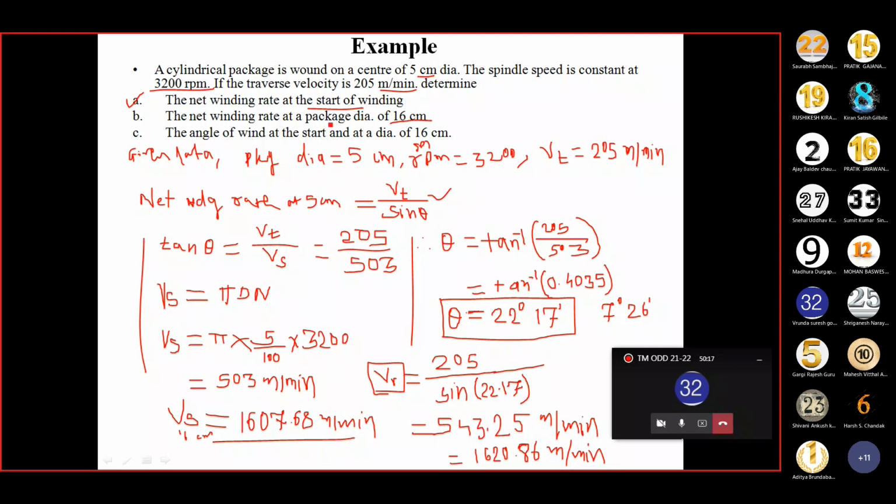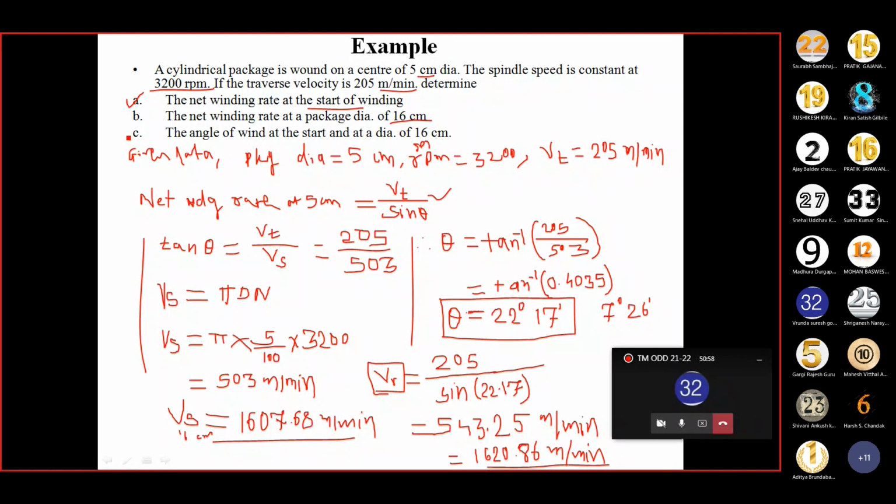For 16 centimeter package diameter, we get the surface velocity 1607 meters per minute, because as package diameter increases, we have to increase the surface speed. Then theta, the angle of wind, will get reduced to 7 degree 26 minutes, and the net winding rate is increased to 1620.86 meters per minute. Okay, so answers are right.